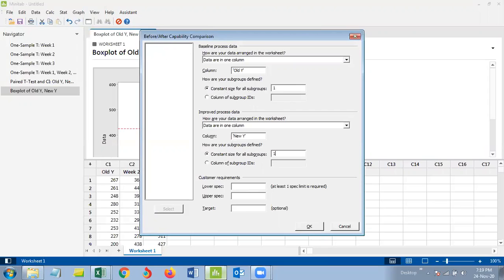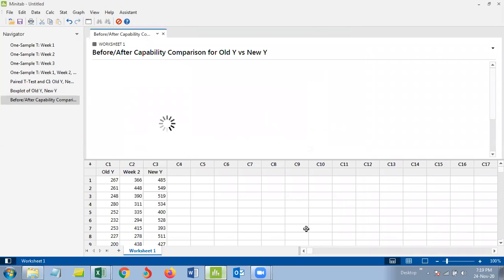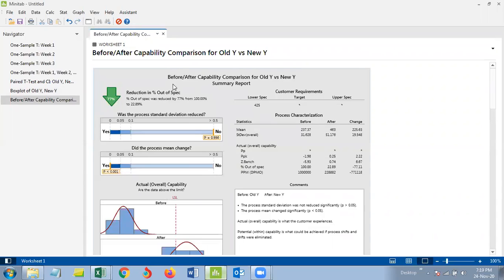Subgroup size 1. What is the customer requirement? 425. What do I need? Minimum 425. So that's my lower limit of 425 kilograms per day. It's not my upper limit. You need to have a minimum of 425. That's the lowest limit. That's it. We're done. Comparison. And let's have a look at this.